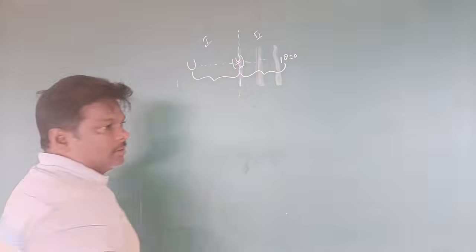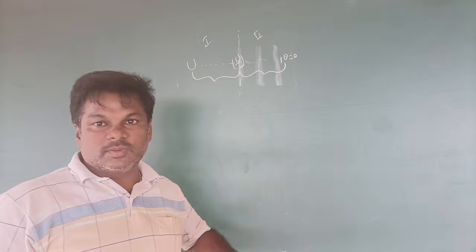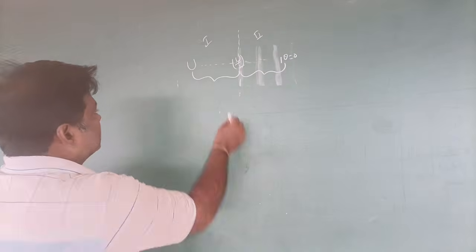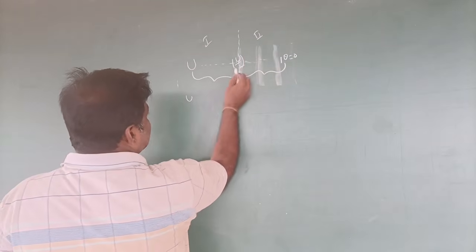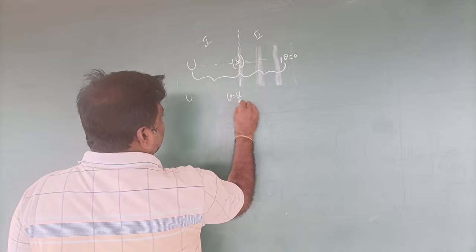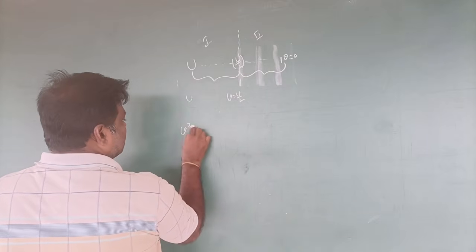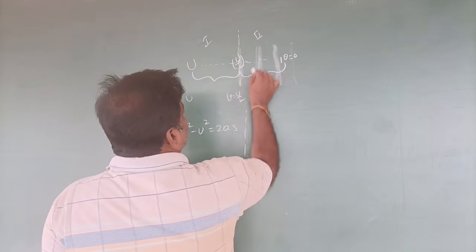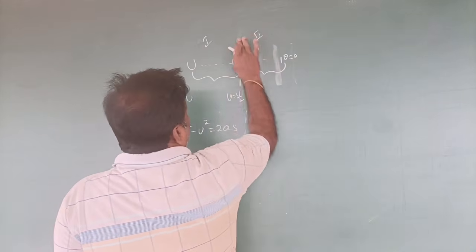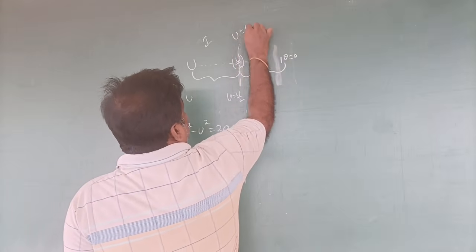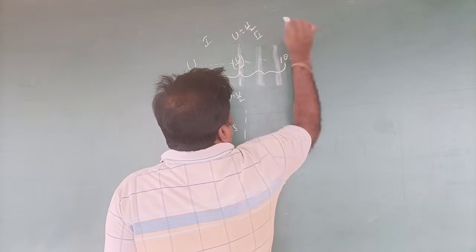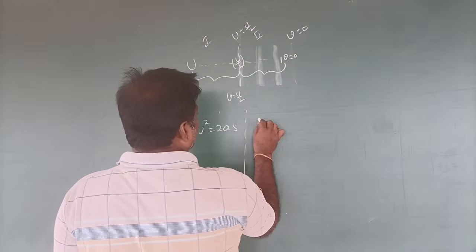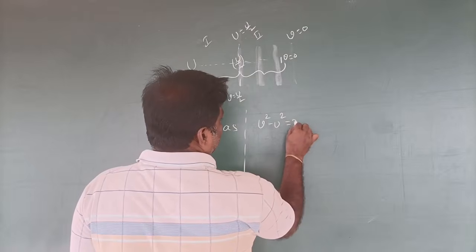Applying v square minus u square is equal to 2as. For the first case, what is its initial velocity? U. What is its final velocity? V is equal to u by 2. So applying v square minus u square is equal to 2as. And for the second case, I am writing here in uppercase, this may be its initial velocity, U is equal to u by 2, V is equal to 0. This is its second case. So here also applying v square minus u square is equal to 2as.